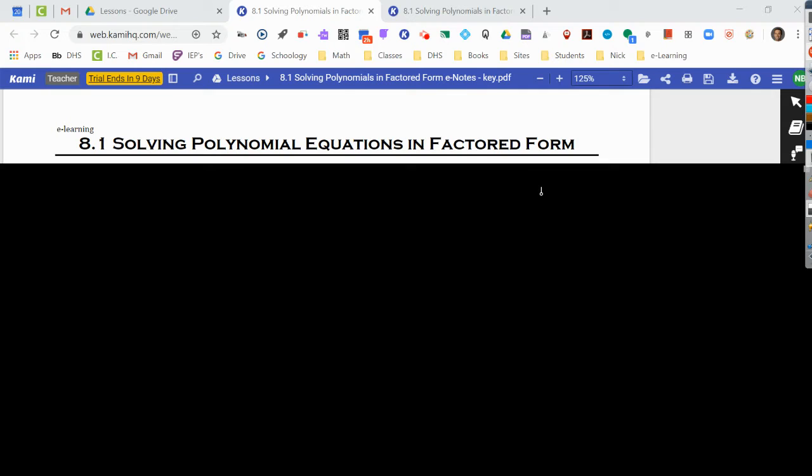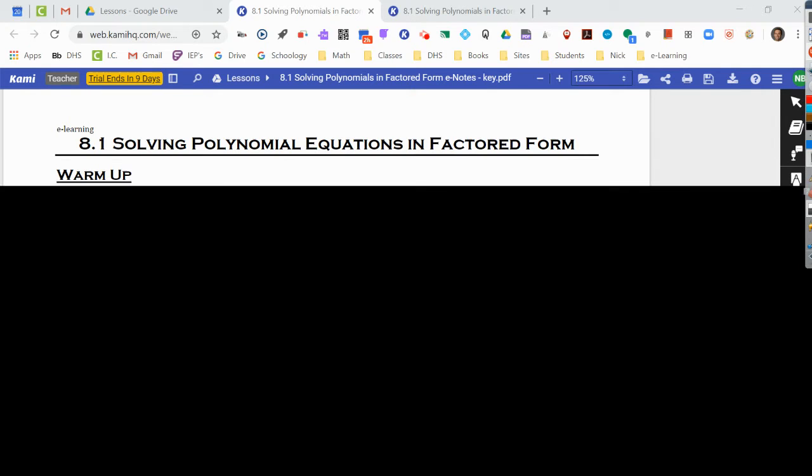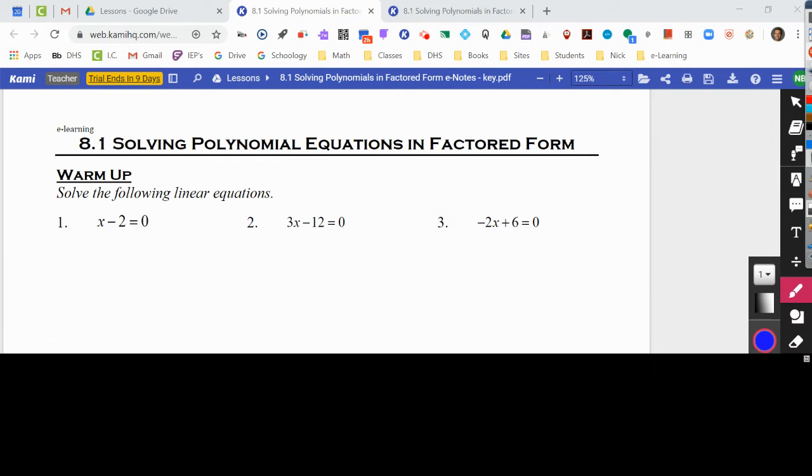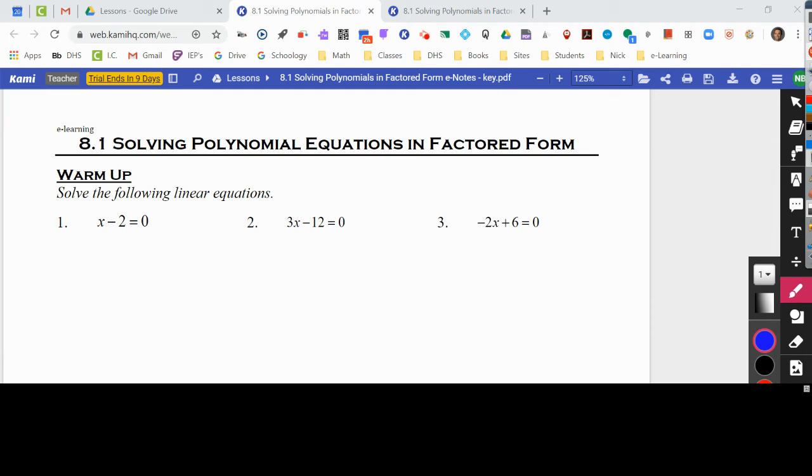So here we go. This is 8.1, solving polynomial equations in factored form. First we're going to start off with a little warm-up. We're going to solve these linear equations. So why don't you pause the video and write down your answers for 1, 2, and 3, or write these down on a separate sheet of paper and quickly solve these 3 linear equations.